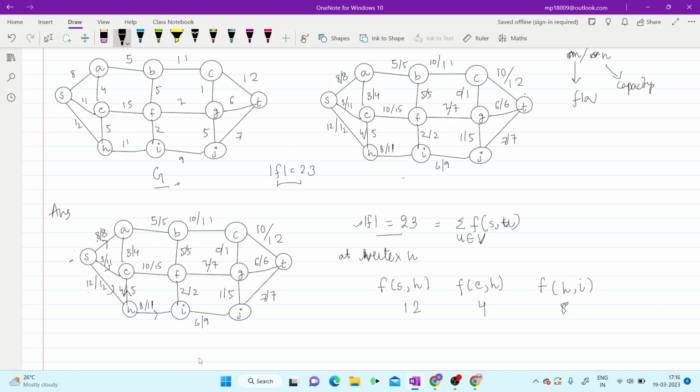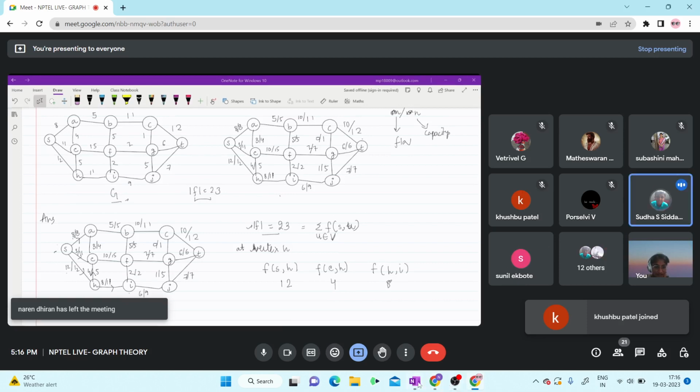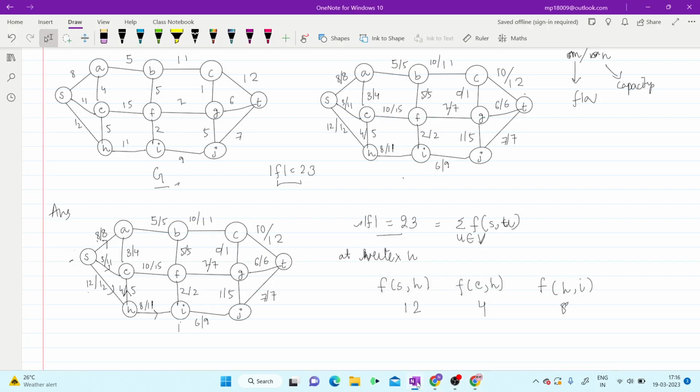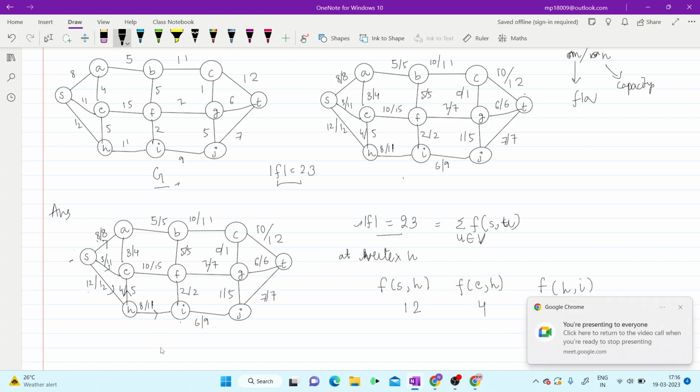Yes, good. So these are the directions for H. Now what about FI and IJ? From I, it moves to F, and I to J. I to F, yes, and I to J. Yes, very good. This is also correct.